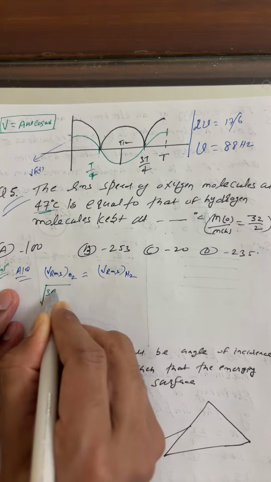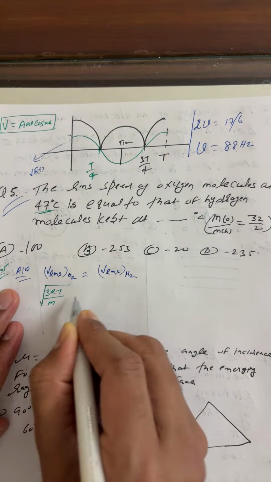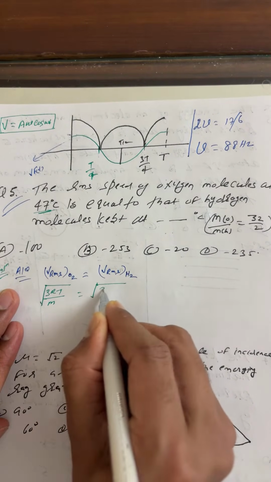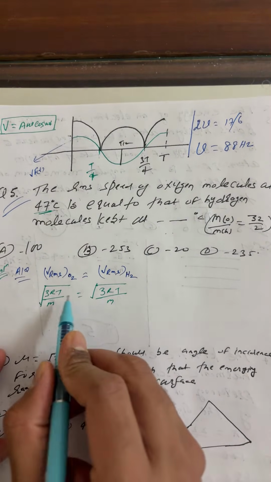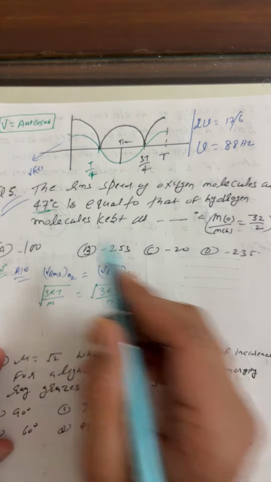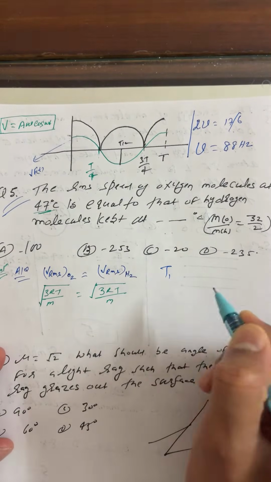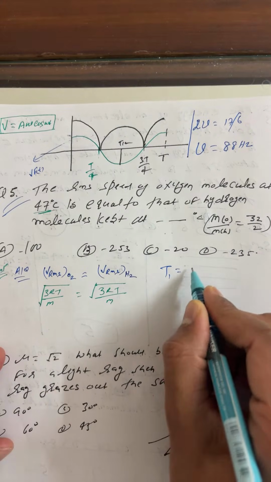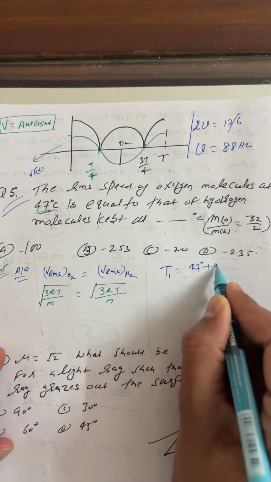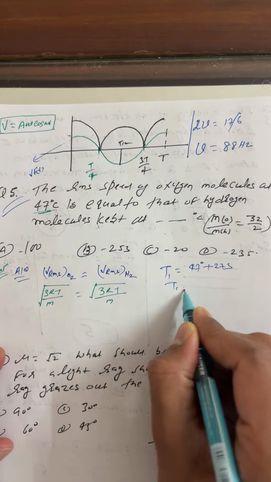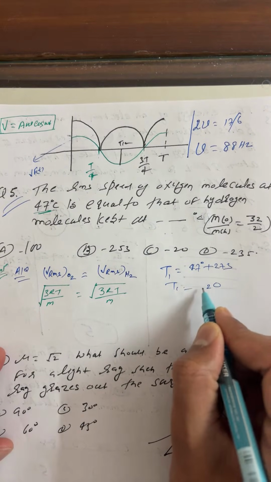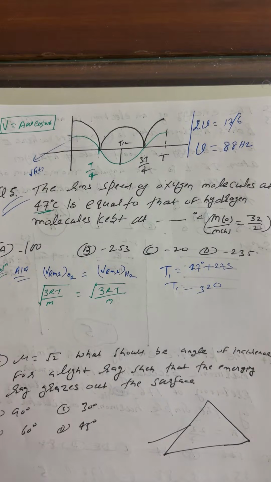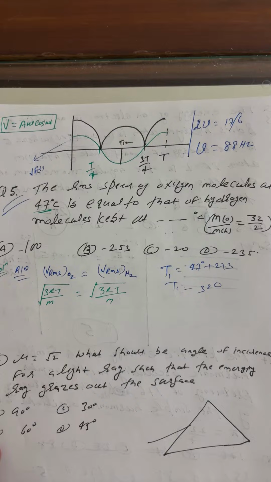Simple. V RMS is 3RT upon M, so this is 3RT by M. You can see what we have to find. Students, the temperature of oxygen is mentioned for us, that is 47 degrees Celsius. You can convert it. Let us suppose this is T1. This is 47 degrees Celsius plus 273. So you will get 320, which we calculated in Kelvin only.